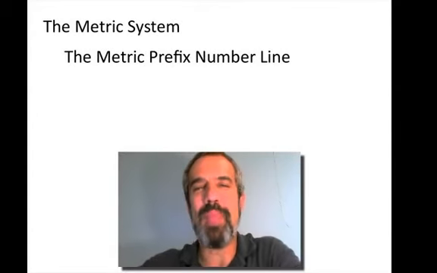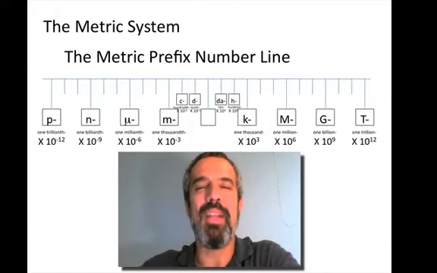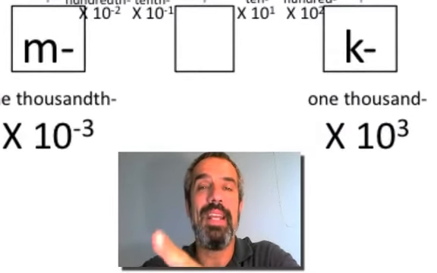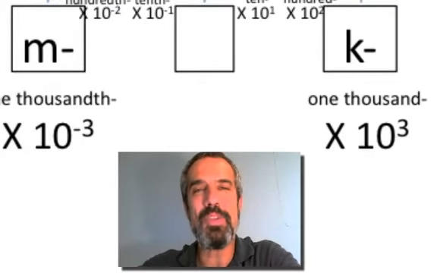Now, these metric prefixes we've been talking about, milli, kilo, mega, here's a little number line that has them all on it, all the ones we'll be dealing with. Look at what's in the middle of that prefix number line. Blank. That's just for plain old gram, plain old meter, plain old liter. And then it goes up by 3 powers of 10. So let's go to the right.